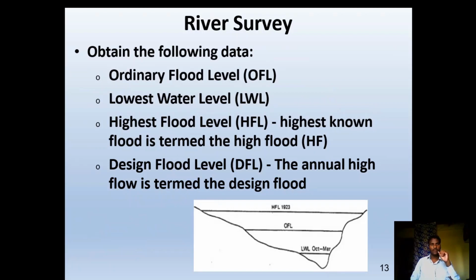River survey. You have to obtain the following data: ordinary flood level OFL, lowest water level LWL, highest flood level HFL, the highest known flood, which is termed the high flood, and design flood level, where the annual high flow is termed the design flood.